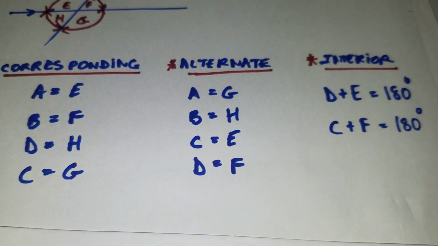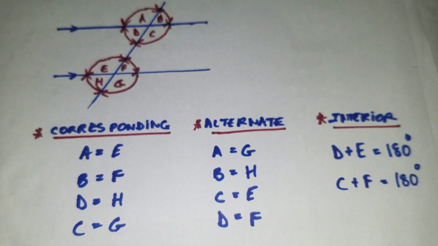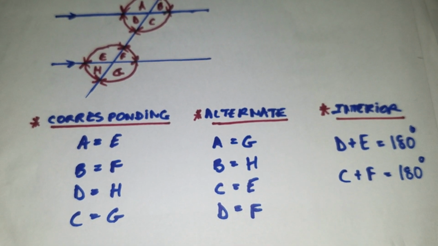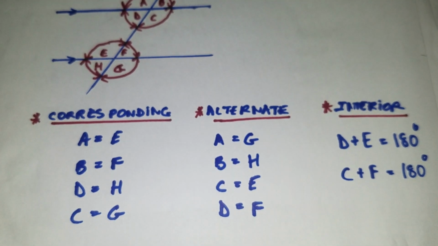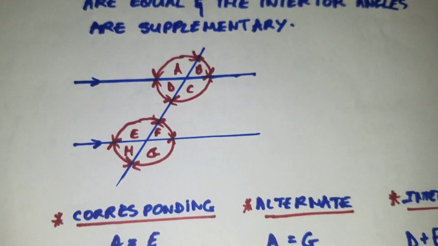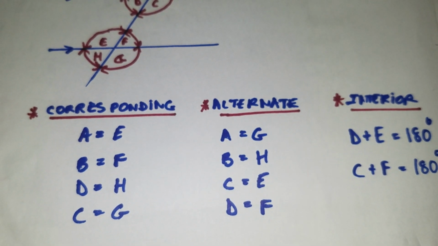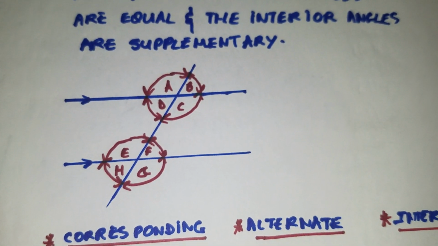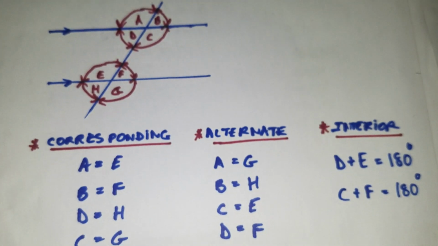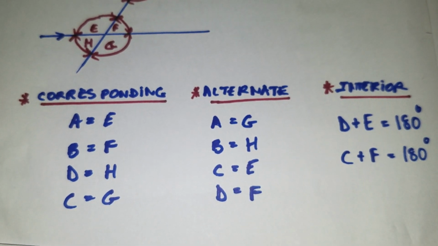Once more, all the corresponding angles must be equal, all the alternate angles must be equal, and the interior angles must be supplementary. So as you can see here, it coincides with the information here. You can pause the video if you need to look and just check back over. So in summary, when two parallel lines are cut by a traverse, corresponding angles are equal, alternate angles are equal, and interior angles are supplementary.